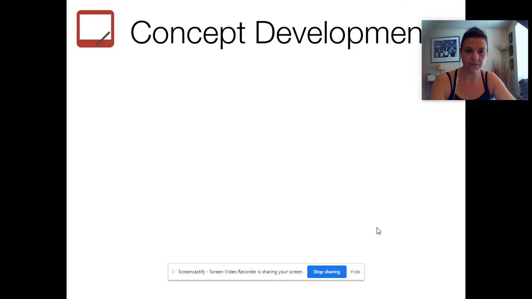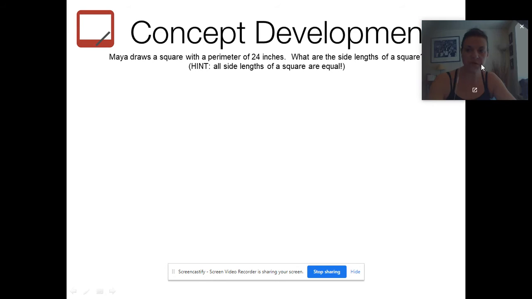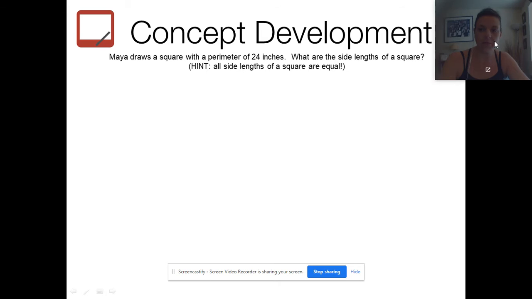Okay, so the first question. Now these are right from your homework. However, I did change the numbers. Okay, so watch carefully because this is exactly what your homework looks like. Just the numbers are different. Okay. So Maya draws a square with a perimeter of 24 inches. What are the side lengths of a square? Okay, I gave you a hint. It's that all side lengths of a square are equal. Okay, each side length is equal.